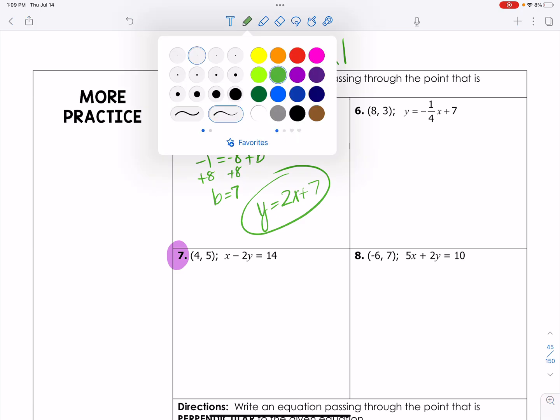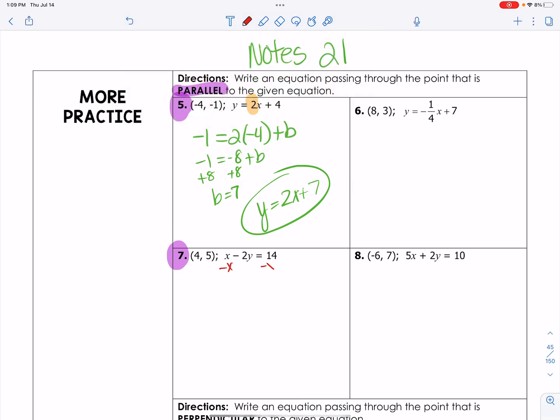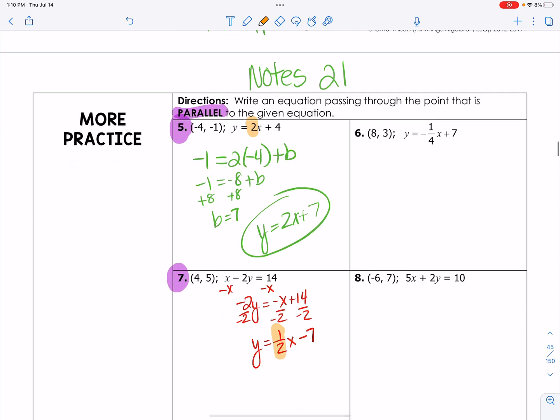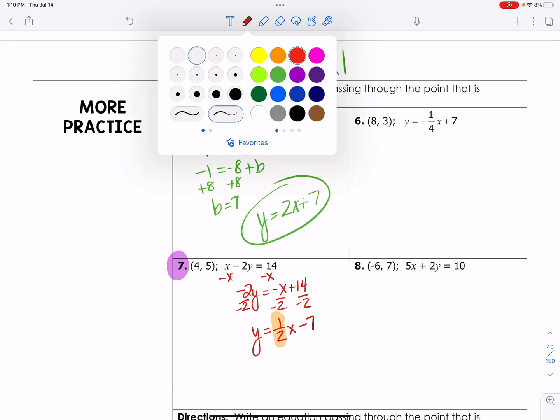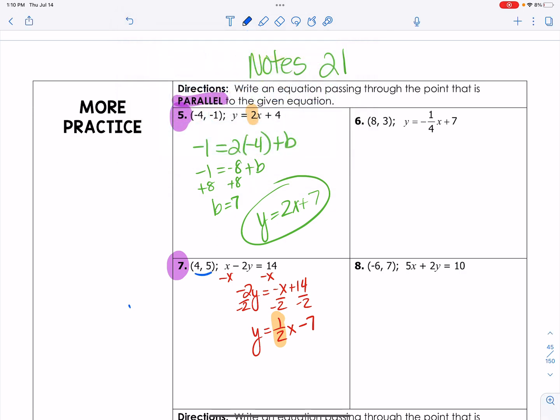On the next one, it is not solved for y, so I have to do that first. Divide everything by negative 2. So that's 1/2 x minus 7. This is parallel, so the only thing I care about is the 1/2. I'm going to take that with these coordinates, and I'm going to say y minus the y value equals m times x minus the x value. 1/2 of 4 is 2. Add the 5, and I would get y equals 1/2 x plus 3.